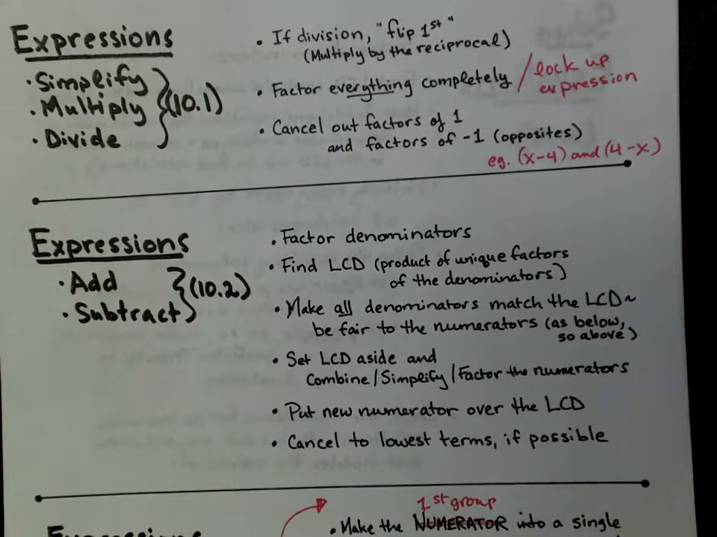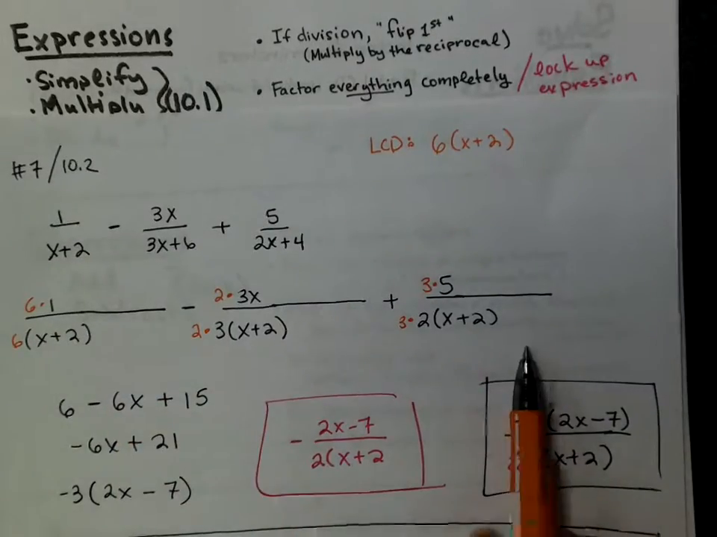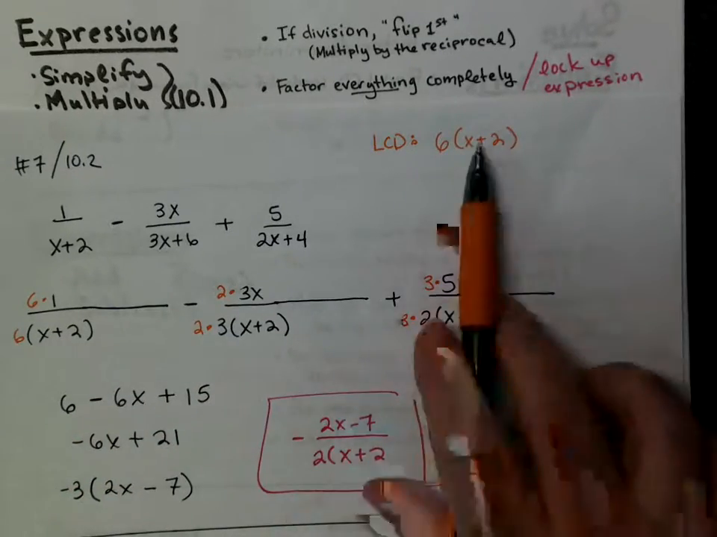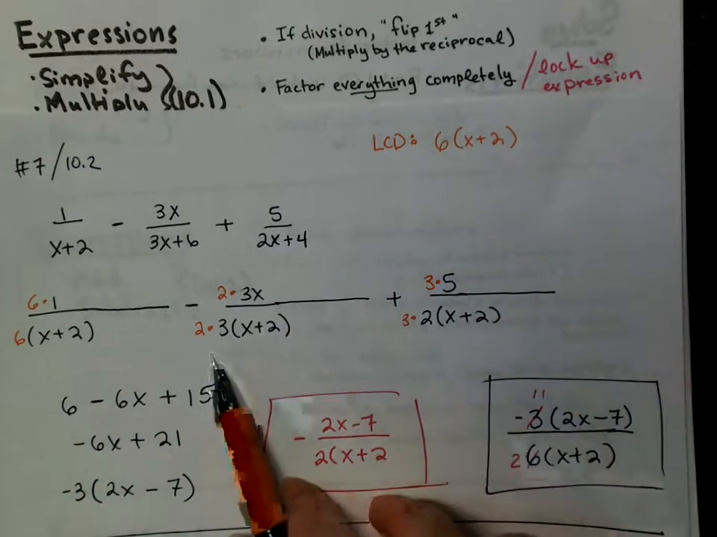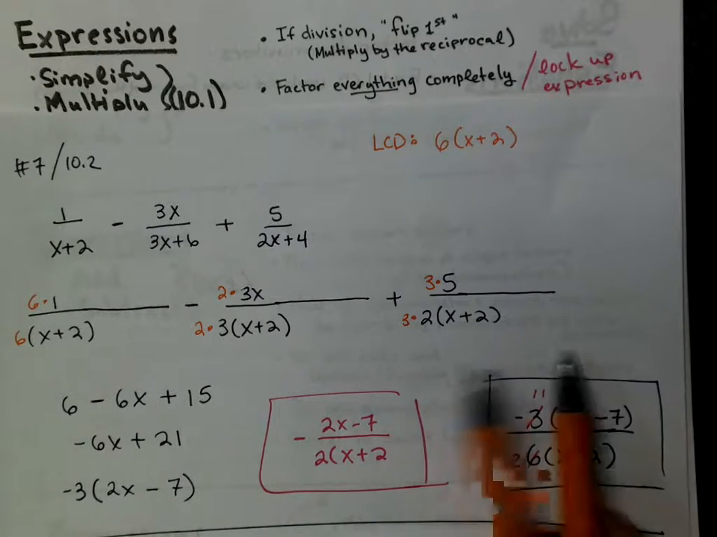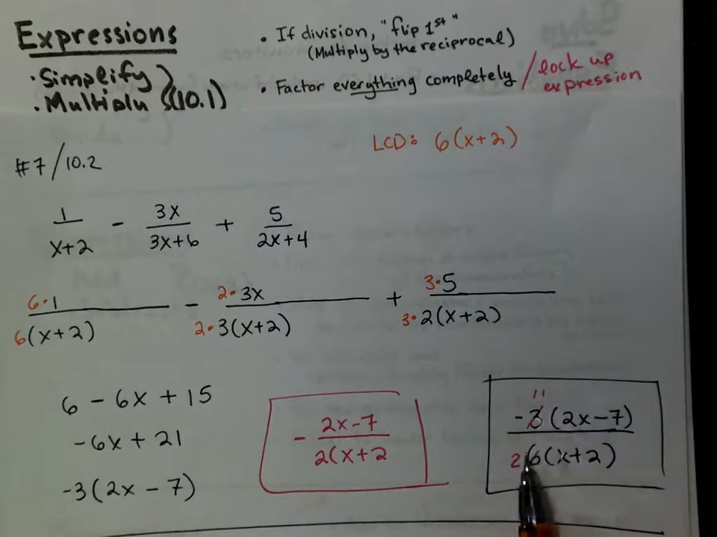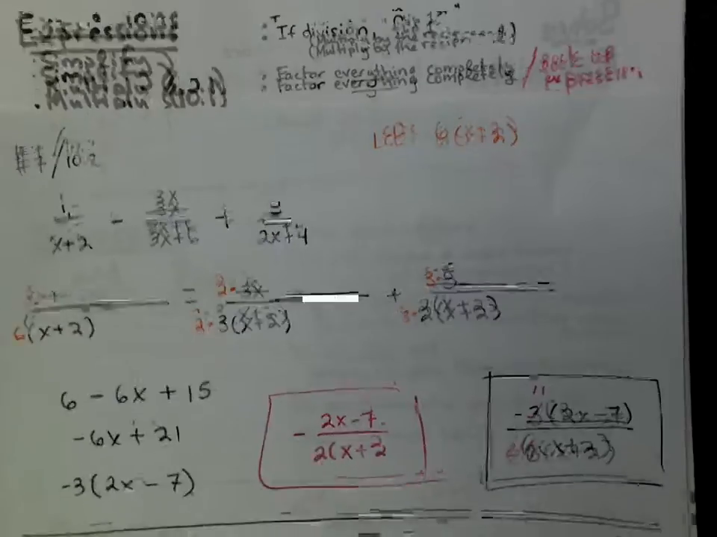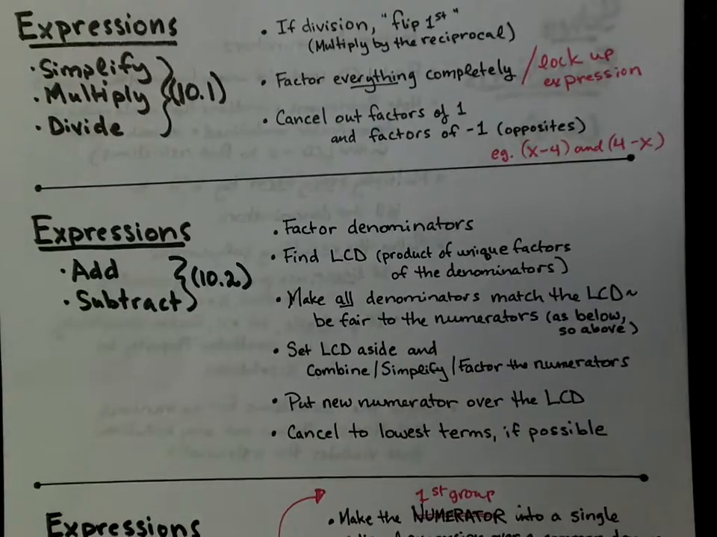Okay, so after making that nice, long, tree-hating step there, you make your LCDs match, and then you set your LCD aside with the line over it, and you're going to then lift off your numerators, clean them up, factor, put it back on top, and if possible, put in lowest terms. Cancel anything else out at that point. All of that is there.